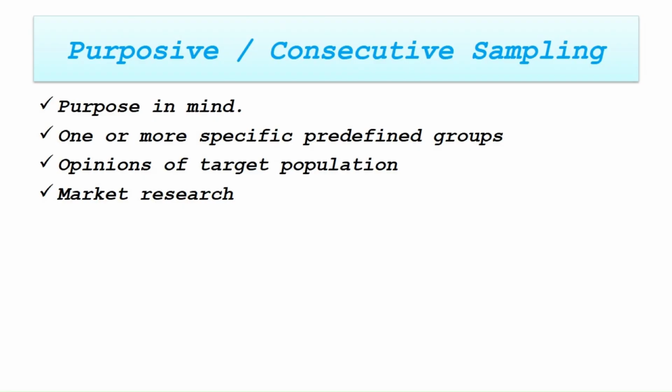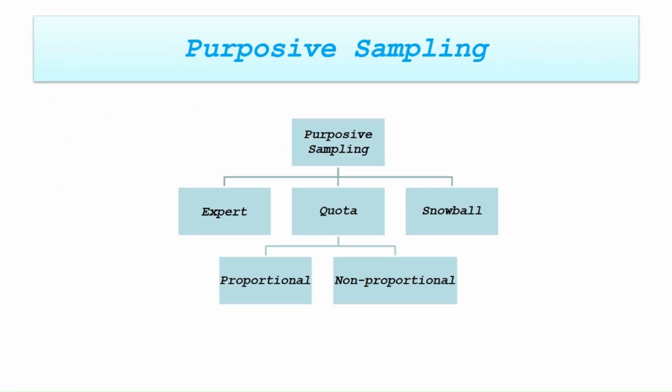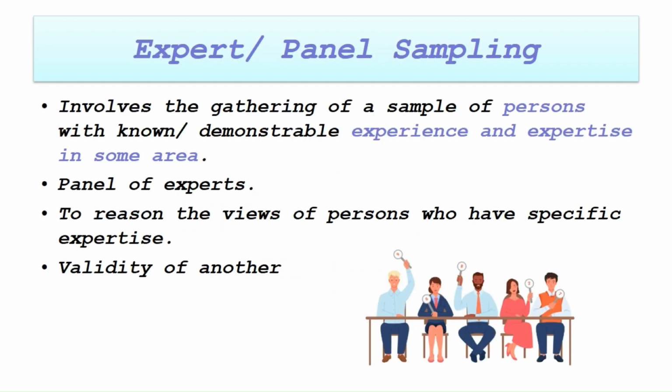The second type of non-probability sampling is purposive sampling, also called consecutive sampling. It is done with a purpose in mind, with one or more specific predefined groups, to get the opinion of the target population. It is mainly used in market research. We further divide purposive sampling into three types: expert sampling, quota sampling (proportional quota sampling or non-proportional quota sampling), and the third one is snowball sampling.